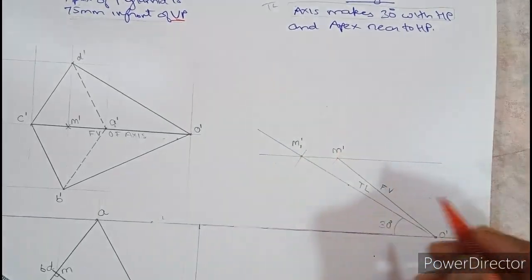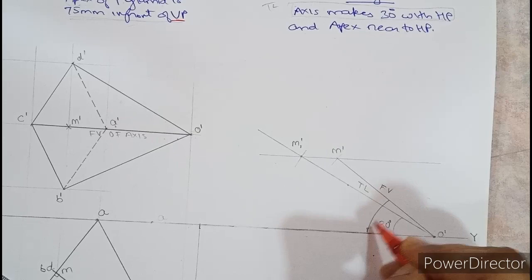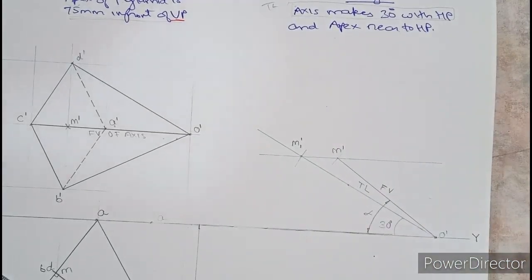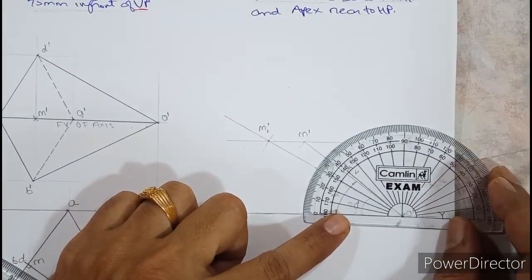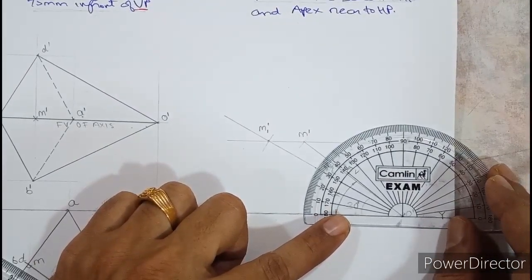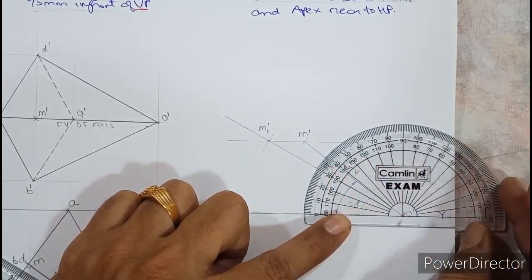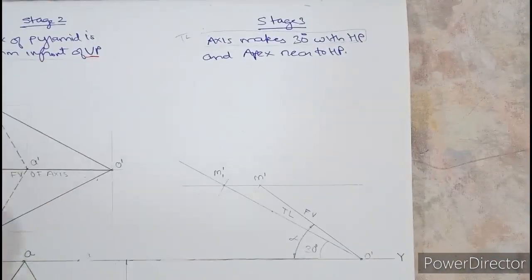What we are trying to do is, we know that the front view with xy is alpha, so we are trying to find this angle alpha, that's all. So if you measure alpha, how much is it? It is coming around 38 or 39 degree. So alpha is around 38 degree.